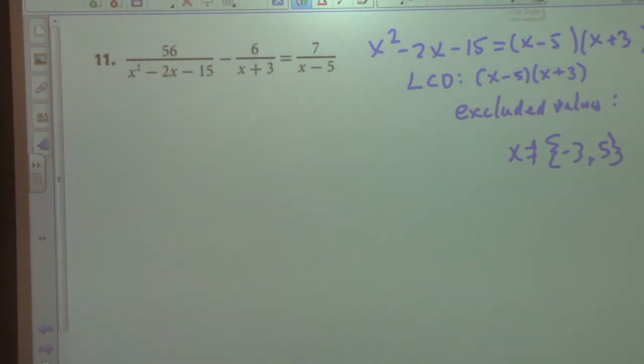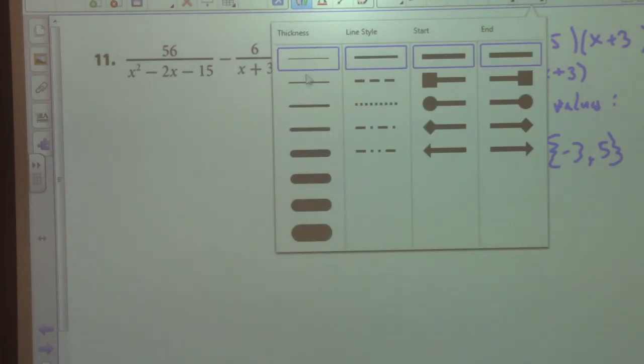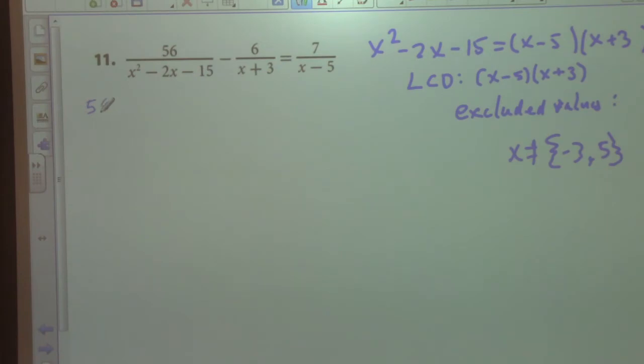I'm going to go to the skinny pen here because I know that writing could be an issue here. So we got x minus 5. Does this look right? Yes. And you said multiply through by the least common denominator. Okay.